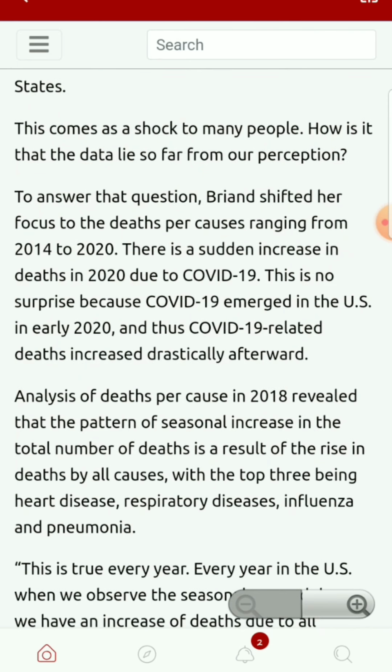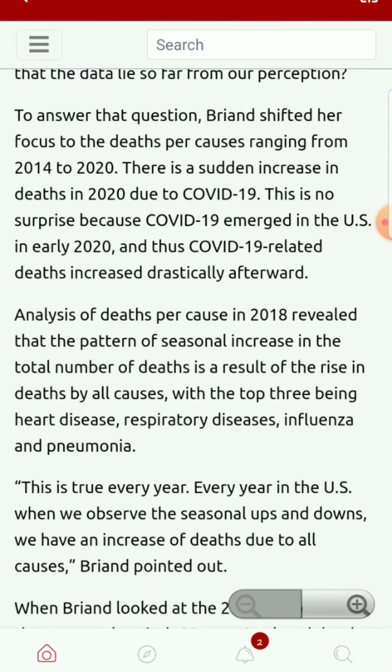This comes as a shock to many people. How is it that the data lies so far from our perception? To answer that question, she shifted her focus to the deaths per cause ranging from 2014 to 2020. There is a sudden increase in deaths in 2020 due to COVID-19.